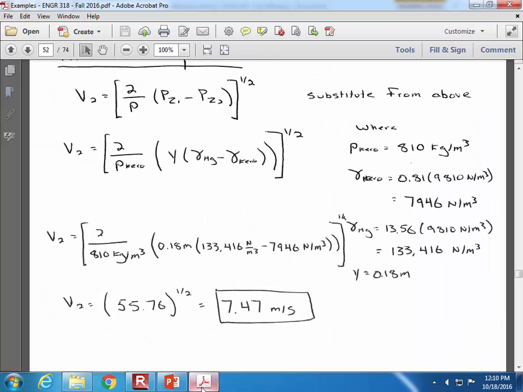But does everyone understand the basic approach here? I got 7.46 and I used the 13.56. Oh, really? Well, I don't know what to believe then.